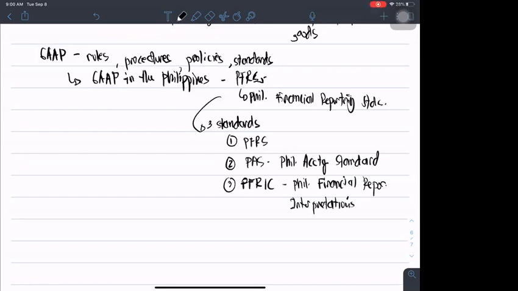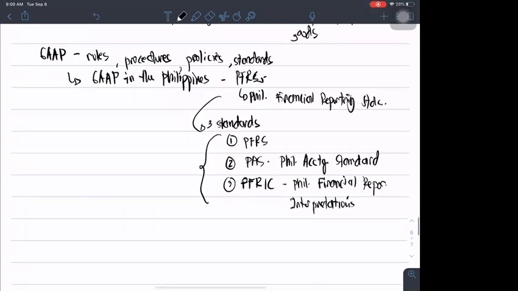So if ever you are asked, what is the accounting standard in the Philippines? Your answer is your PFRSs. And when you say PFRSs, it is PFRS, PAS, and PFRIC. Meaning, PFRSs is collectively the term for your 3 standards. So these 3 standards are collectively known as your PFRSs.